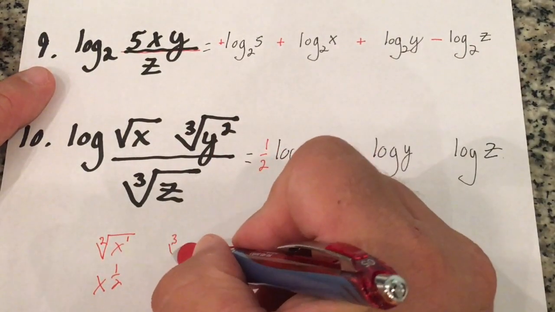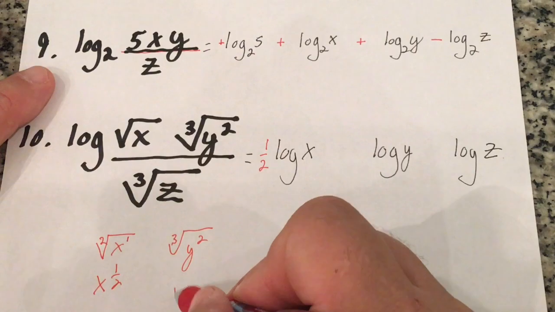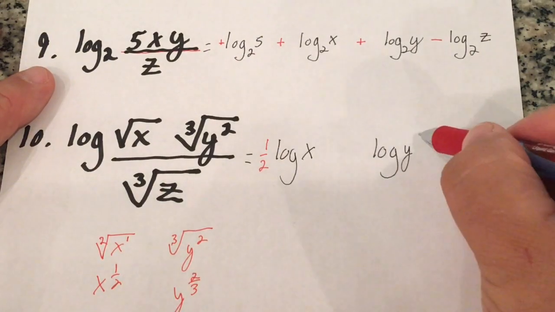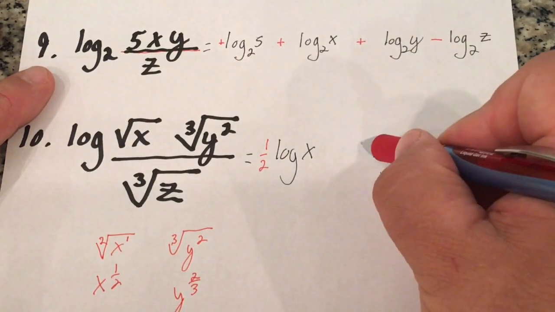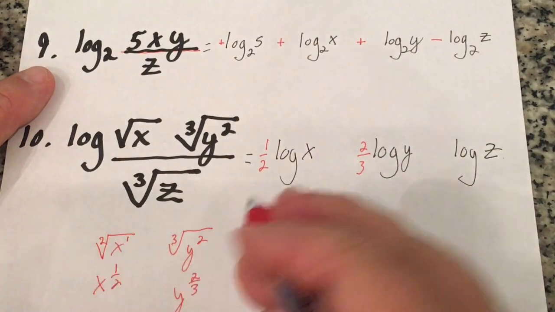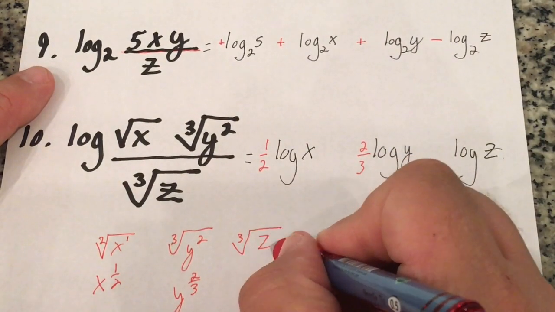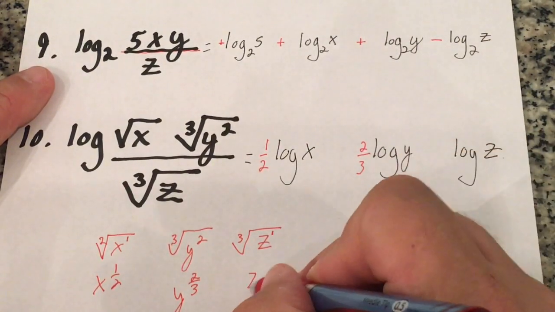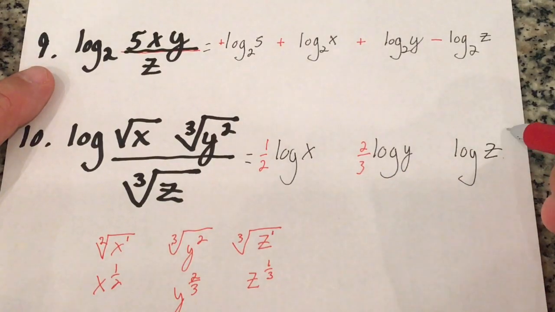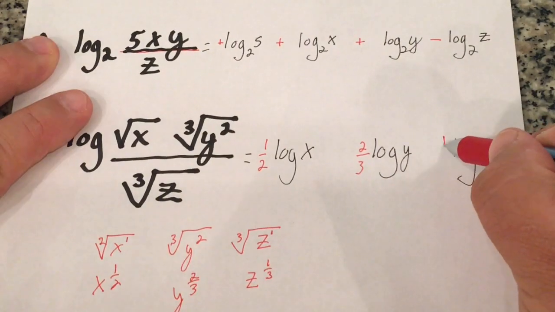This here is the cube root of y squared. I can rewrite that as y to the 2/3. But instead of putting the 2/3 up as the exponent, I'm going to bring it out front of the log. And this is z, the cube root of z, I can rewrite that as z to the 1/3. And instead of putting that 1/3 as the exponent, I put it as a leading coefficient.